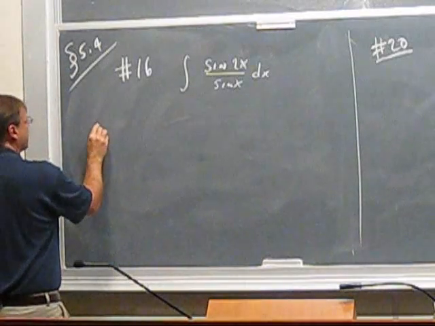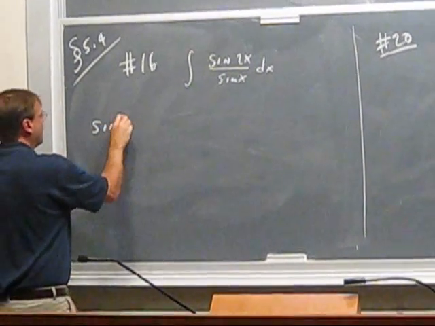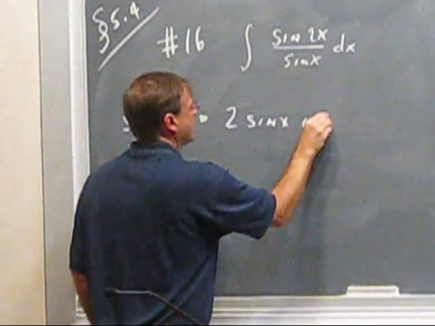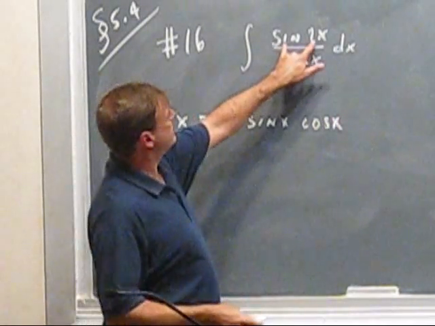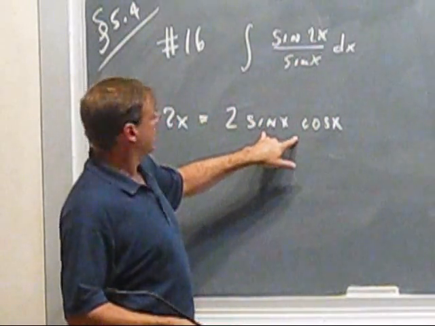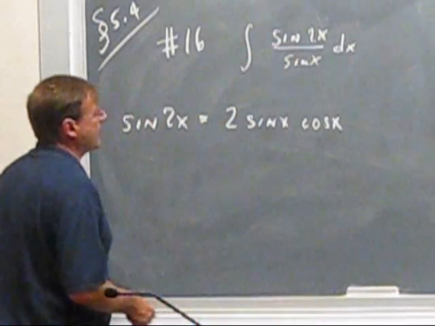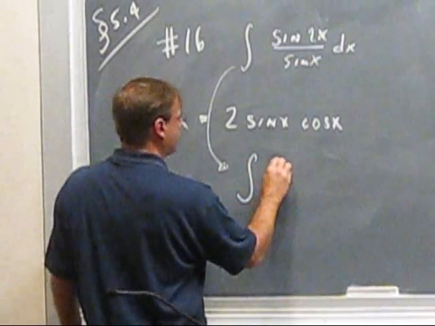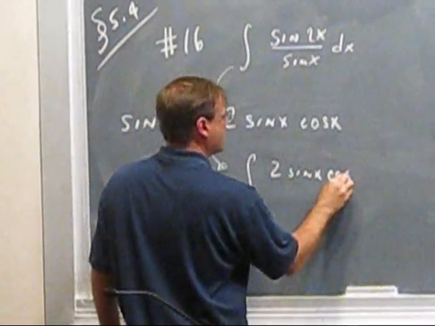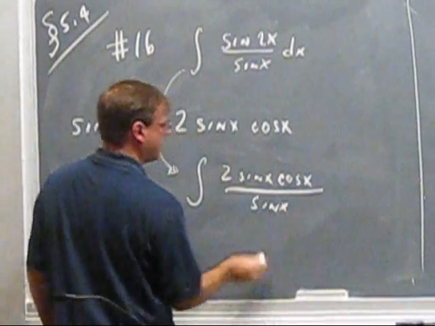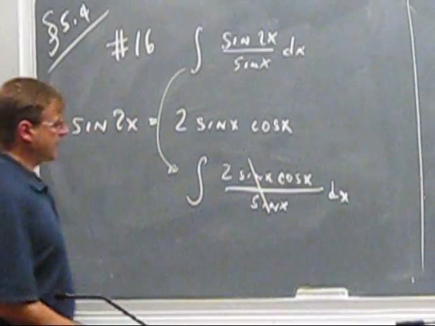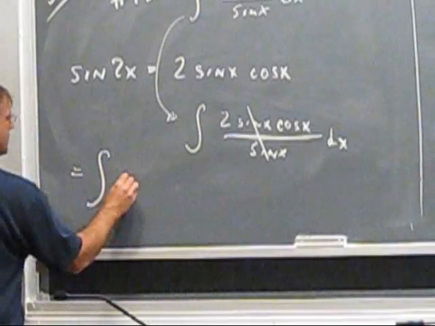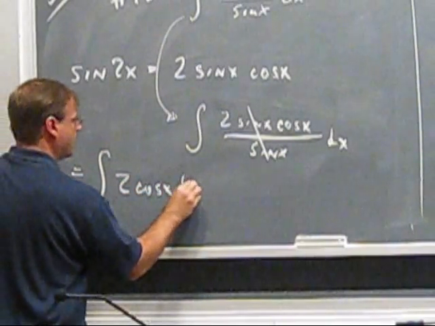So the trig identity is as follows. Sine of 2x is equal to 2 sine x cosine x. As soon as I replace this sine 2x by this term here, you'll see that the sines cancel. So let's do that. I'll have 2 sine x cosine x over sine x. The sine x's cancel, so this integral becomes just 2 cosine x dx.